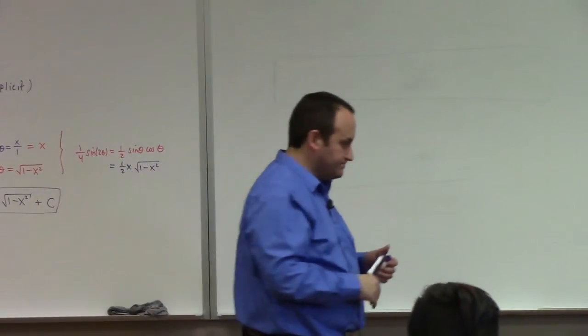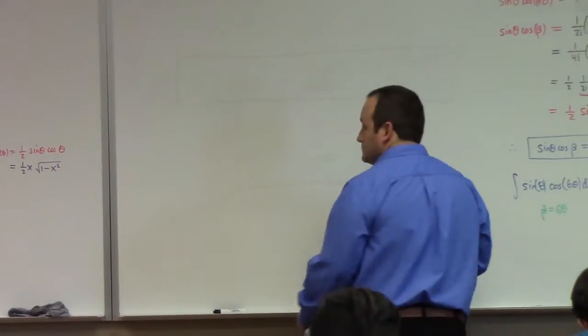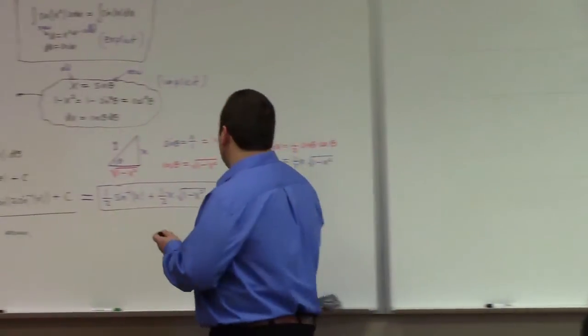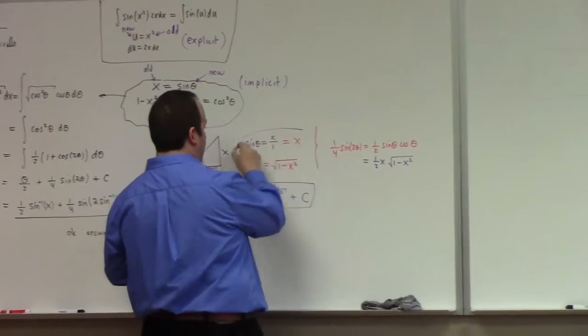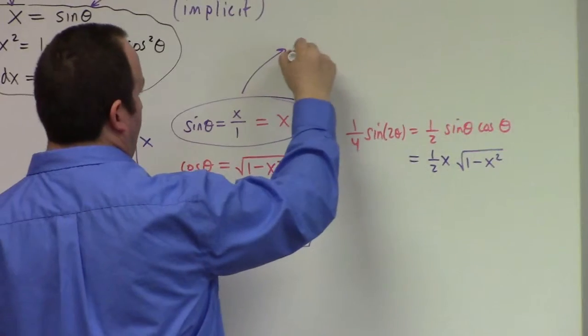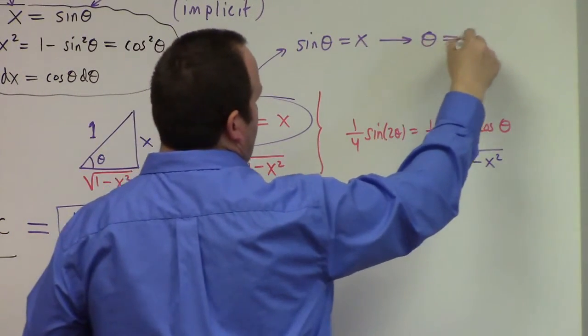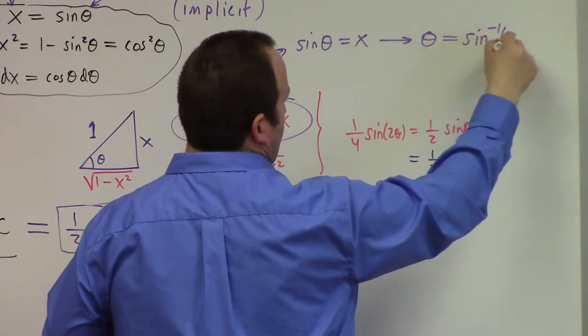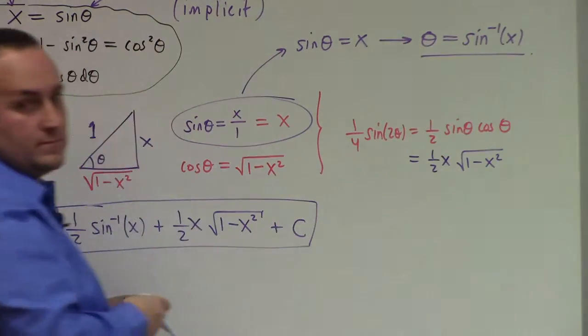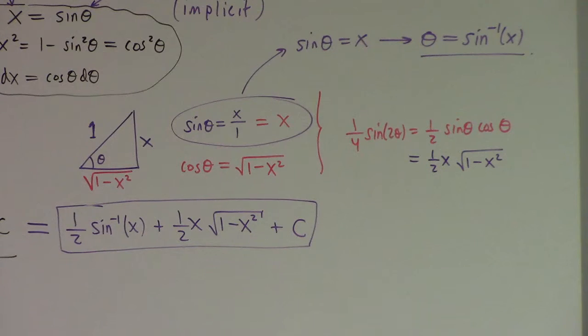Yes, sir. Oh, well, if sine theta is equal to x, right? That tells me that theta is equal to inverse sine of x. That's where it came from when we switched from theta over 2 to 1/2 inverse sine.